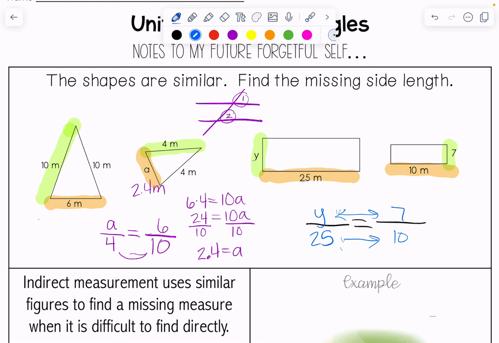So you might notice a relationship. I know that 10 times 2.5 is going to give me 25, so I could do that same relationship up here and multiply times 2.5, which would then allow me to figure out that missing side length, or I can use my cross products as well. And so when we do that, we're going to get 17.5 meters as the width over here.